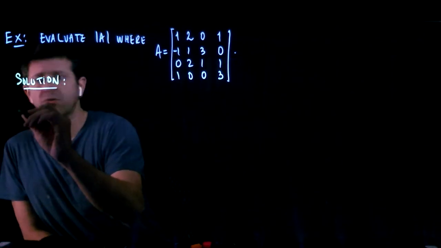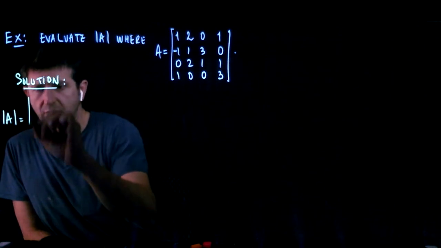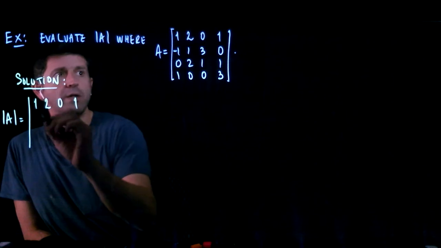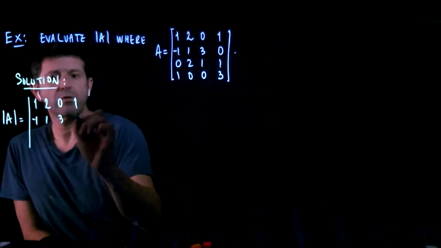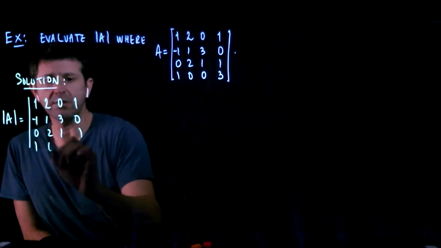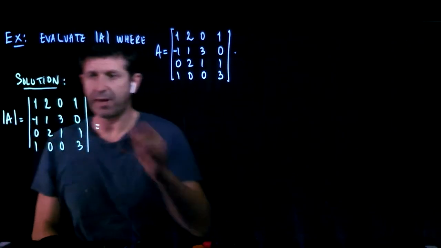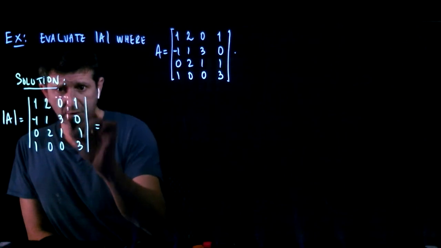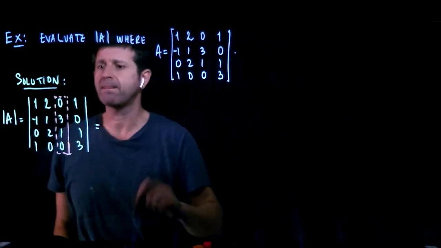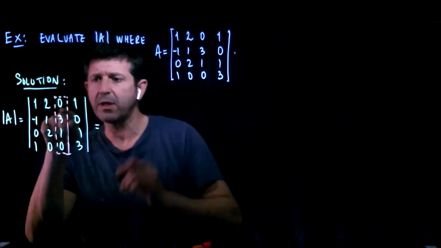So let's try. So the determinant of A is equal to the determinant of, where we write it, 1, 2, 0, 1, negative 1, 1, 3, 0, 0, 2, 1, 1, and 1, 0, 0, 3 equals, let's expand with respect to column 3. So let's go.